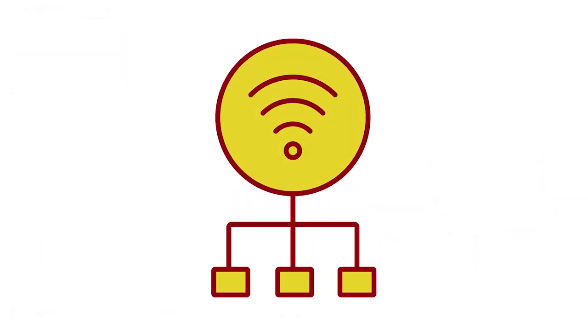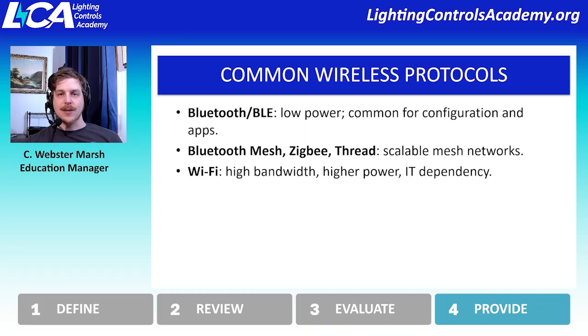Wi-Fi, on the other hand, is a very high bandwidth, high power, typically IT dependent communication protocol. Unlike Bluetooth Low Energy, which is a low power, low consuming solution but really meant for point-to-point communication, Wi-Fi is going to be very power hungry, and so you'll oftentimes see Wi-Fi gateways or system interfaces using line voltage converted to DC power, as opposed to Bluetooth Low Energy, which might use just a small battery to power itself for a very long time.